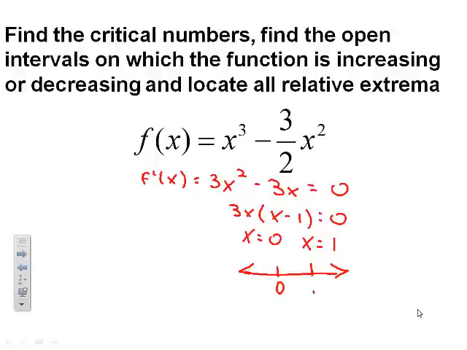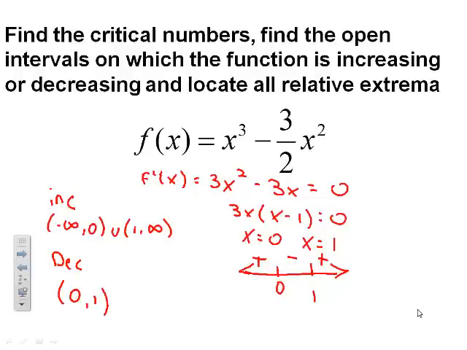Put those on a number line like we've done many, many times in this class. Then we're going to plug values back into the derivative. If I plug a negative 1 into the derivative, I would get 3 plus 3, which is positive. If I plug a 1/2 into the derivative, I would get 3 times 1/4 minus 1/2, which is negative. If I plug 2 into the derivative, I would get 12 minus 6, which is positive.